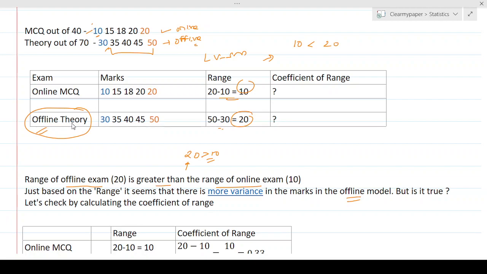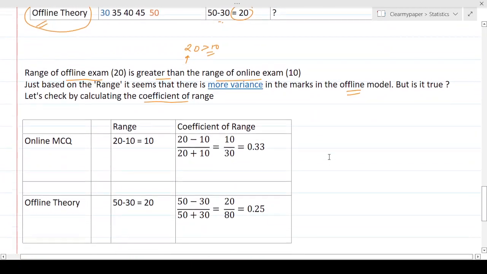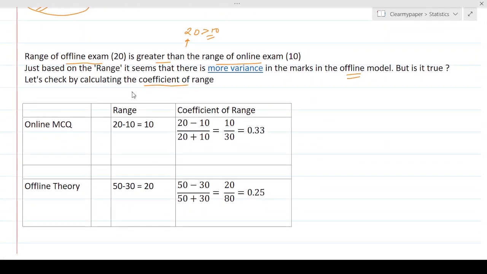But let's check if it's really true by calculating the ratio of two numbers in the coefficient of range formula. I'm going to retain the range calculation above. I'm just trying to calculate the coefficient of range, which is largest minus smallest over largest plus smallest. This is still the range value, so we can borrow it from the calculation that we did.